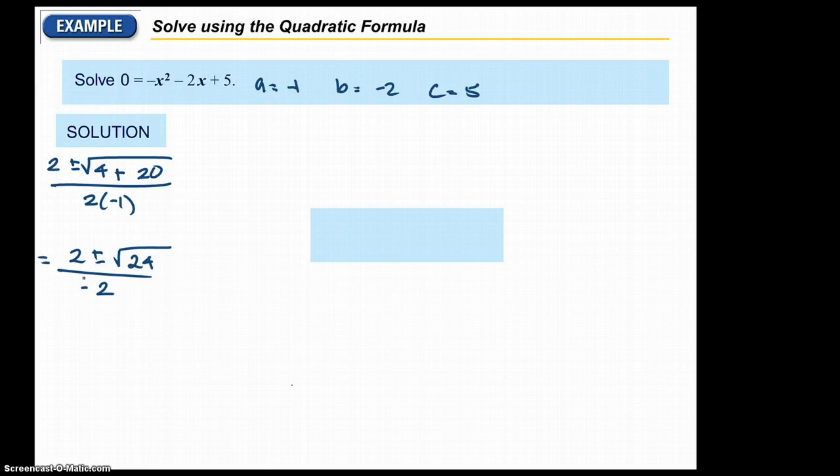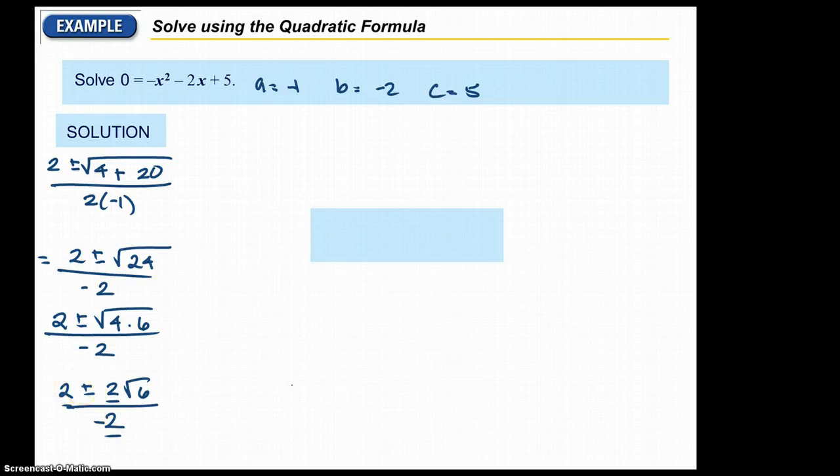24, not a perfect square, not a problem for us though, because we can simplify that. So 2 plus or minus the square root of 4 times 6 over negative 2. 2 plus or minus 2 square root 6 over negative 2. Looking at all three of these numbers that are outside of the radical, we can reduce those. Because this is negative, I'm going to divide everything by negative 2 instead of just the 2.